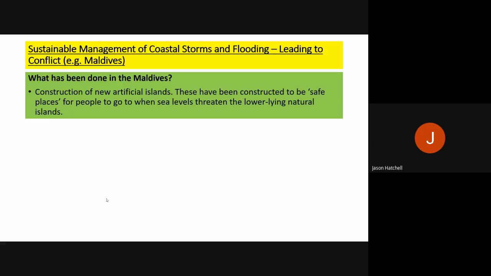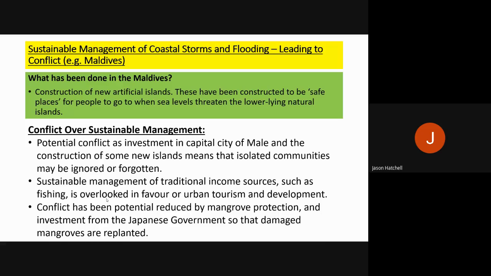Now, the Maldives, of course, is very important for tourism and wealth created by tourism. They've been constructed to be safe places for people to go when sea levels threaten lower lying natural islands of the area. There has been potential conflict over it because of investment in the capital city of Malé, and the construction of some new islands has meant that isolated communities are maybe ignored or forgotten. Some of the communities that are really at risk in the Maldives have been left behind, haven't had infrastructure put in place to protect them, and these artificial islands have been given precedence over those poorer people in the existing islands.